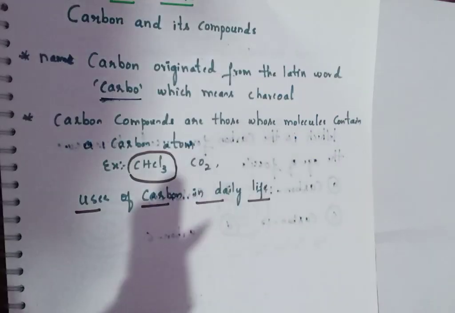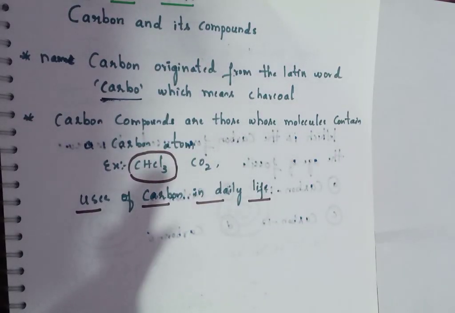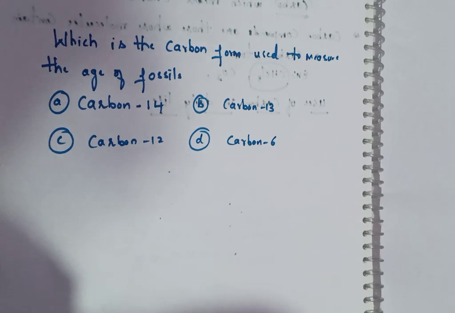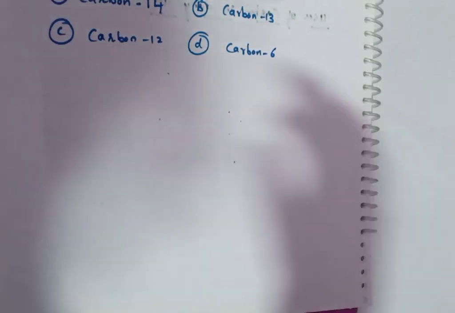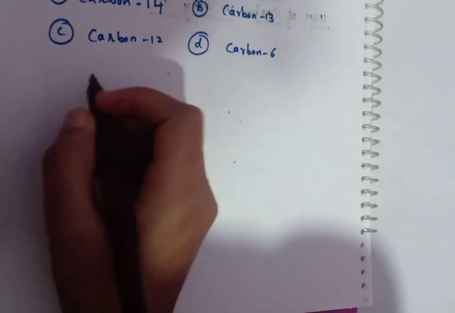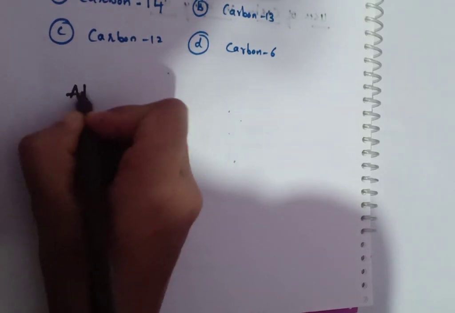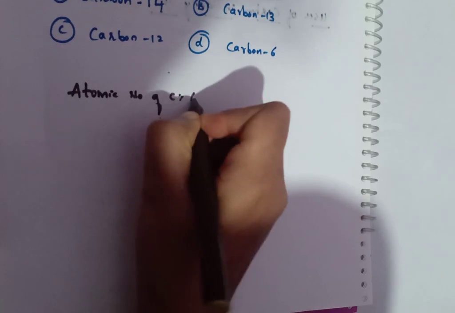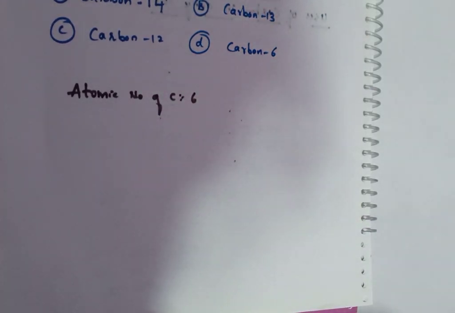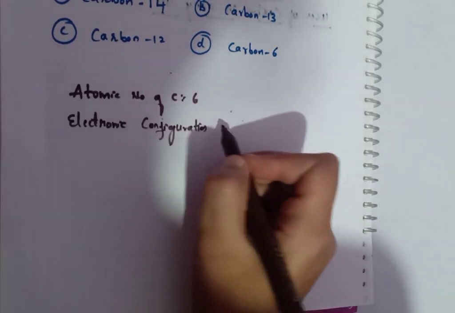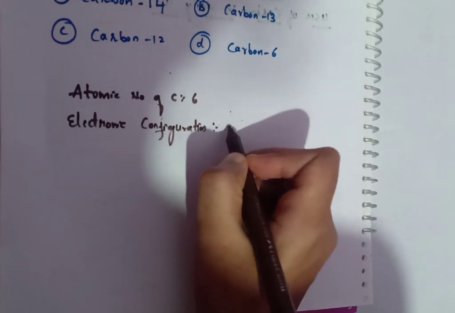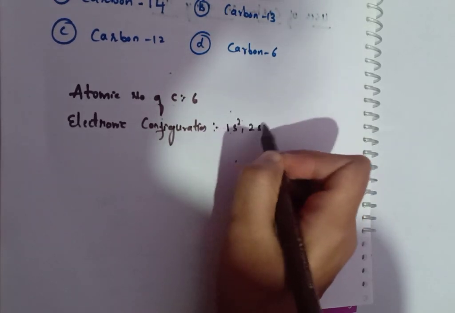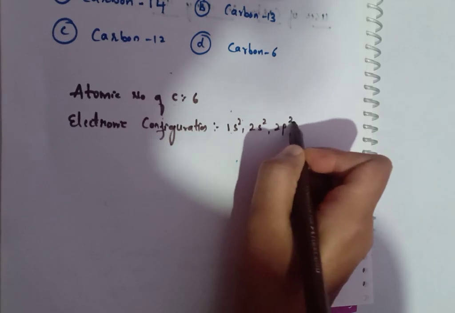Now let us study some basic concepts of carbon. We all know that the atomic number of carbon is 6. Then what is its electronic configuration? The electronic configuration of carbon is 1s2, 2s2 and 2p2.